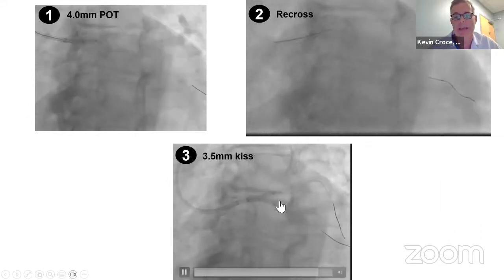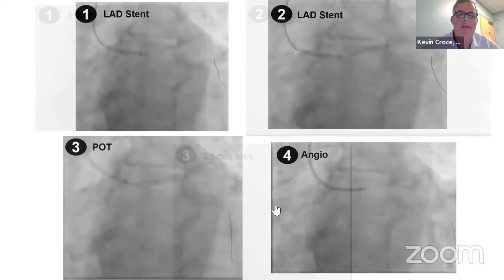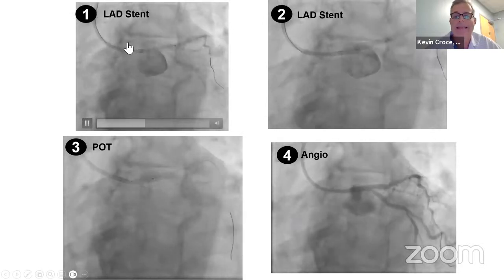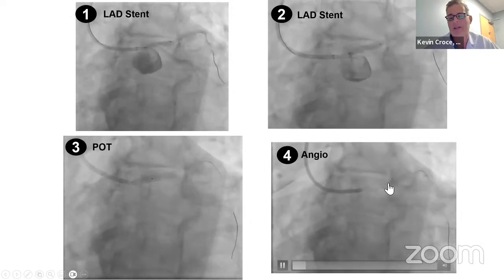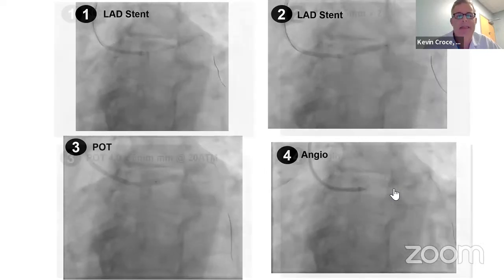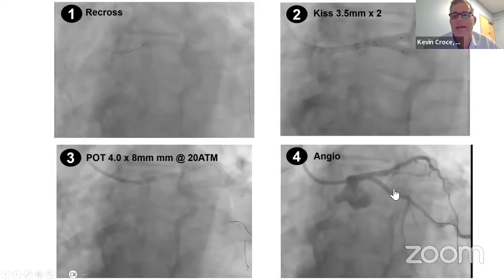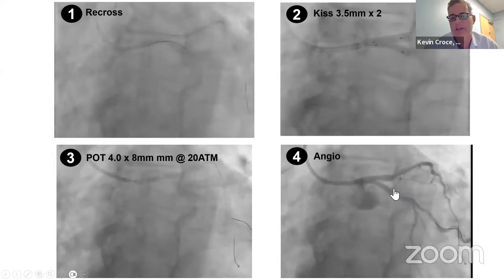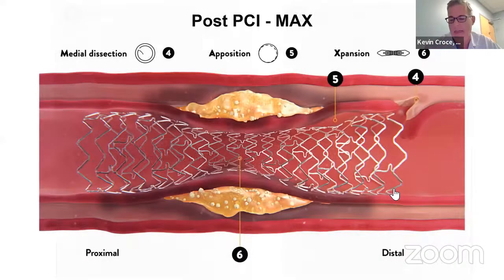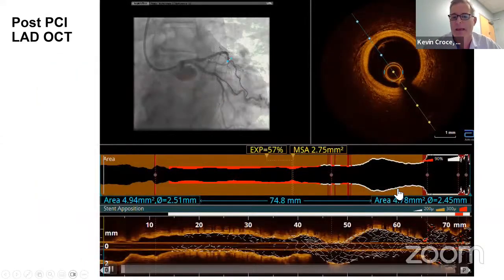We did our initial kiss with 3-5 balloons in both limbs for the DK culotte. We placed our LAD stent. We potted again. We did an angio to make sure things looked well. And then we went ahead after recrossing, more kissing, a 4-0 pot optimization, our angiograms here, and then we repeated the OCT into both limbs.